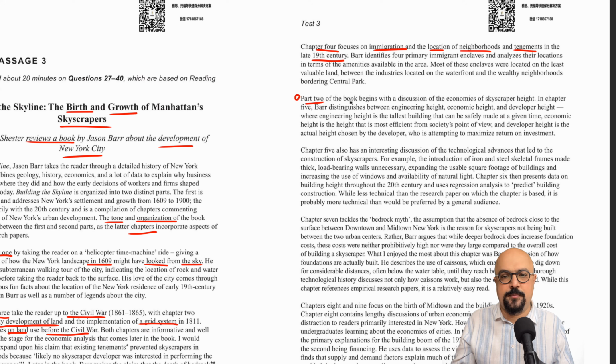Part 2 begins with a discussion of the economics of skyscraper height. What's that supposed to mean? Chapter 5 also has a discussion of the technological advances. Chapter 7, what is that? Bedrock myth. So whatever it is, it tackles the assumption that the absence of bedrock close to the surface between downtown and midtown New York is the reason for skyscrapers not being built. Okay. It's about the reason. There's a myth.